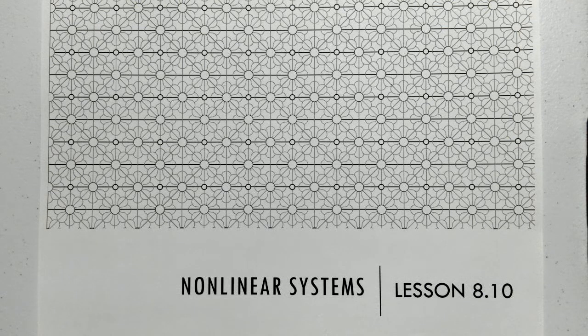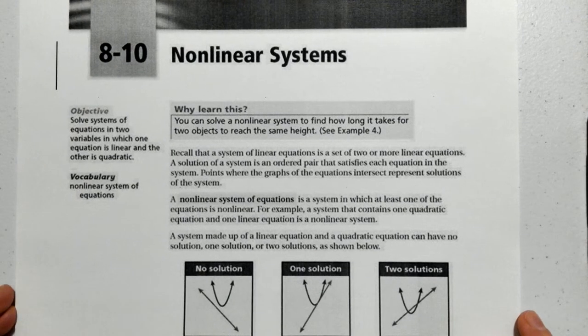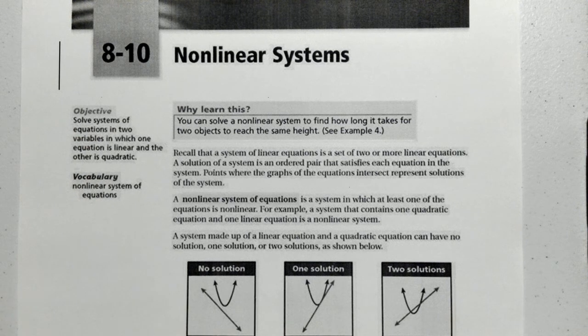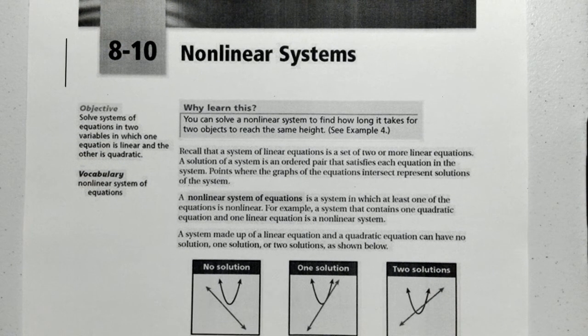Lesson 8.10 is on nonlinear systems. In this lesson, we'll solve systems of equations in two variables in which one equation is linear and the other is quadratic. So we'll have one equation that's a straight line and the other one will be a parabola, so a curve. So why learn this? You can solve a nonlinear system to find how long it takes for two objects to reach the same height.